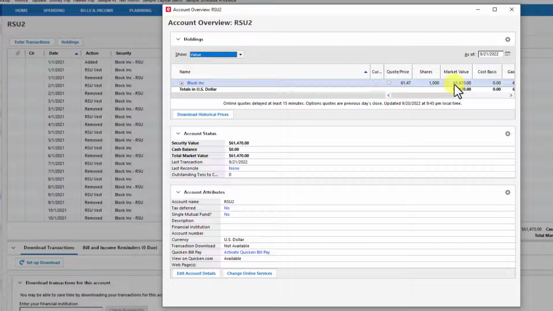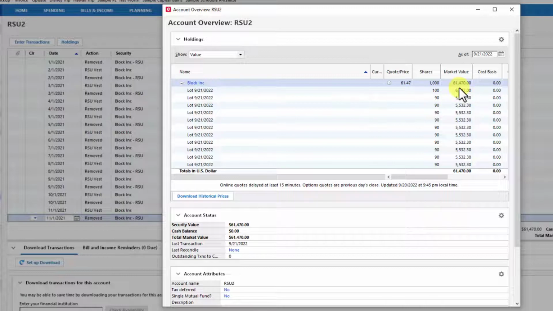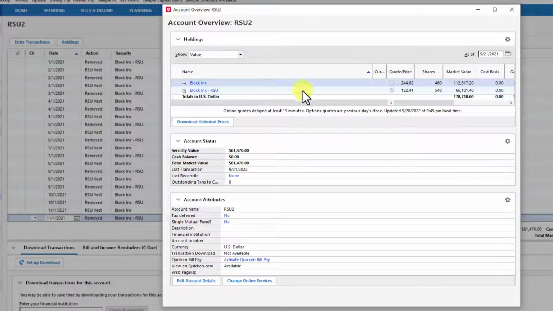we have 1,000 shares, $61,740. So what is 1,000 shares as of September 1st, 2022? Well, by this time, we should have been fully vested, so we'd have all 1,000 shares. Now, if we were back, say on May 21st of 2021, we're going to get something that looks different. We'll see that we only have 460 shares of fully vested shares and 540 of outstanding RSUs.